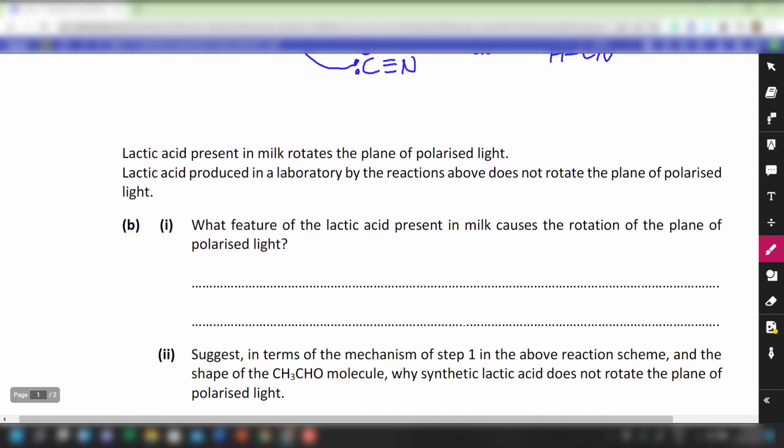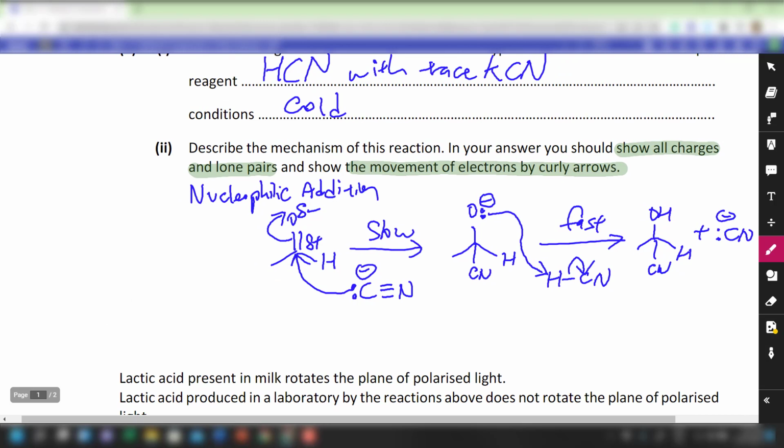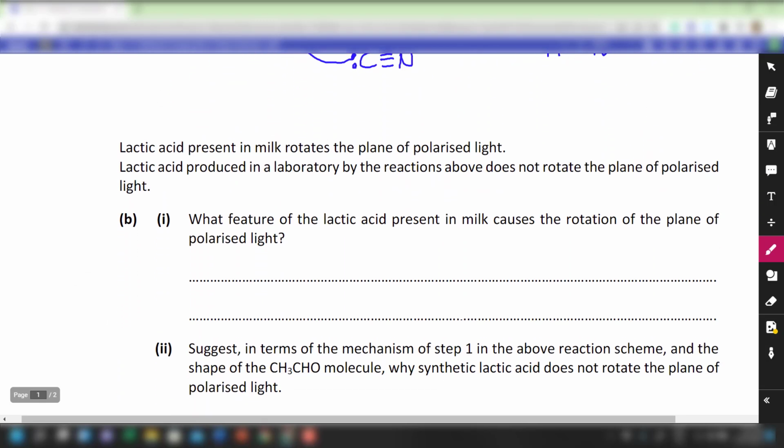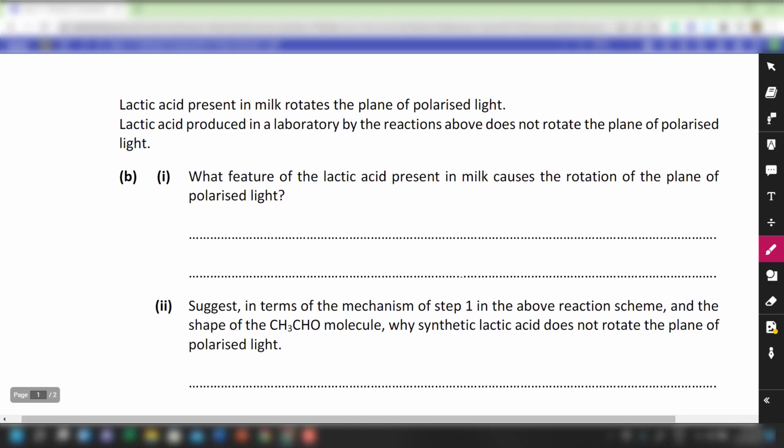Then why is it that in milk it can rotate plane polarized light, but in the lab it can't? I mean, the lactic acid produced in the lab by the above reaction, by this particular nucleophilic addition, why is it that it can't rotate plane polarized light? For the lactic acid present in milk, we can safely conclude that it contains only one enantiomer out of the 2, of course.